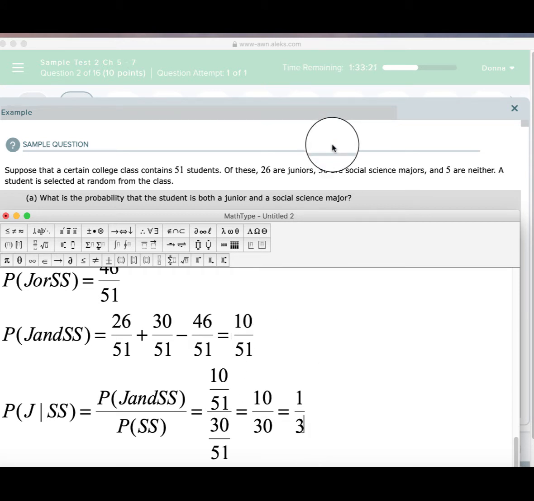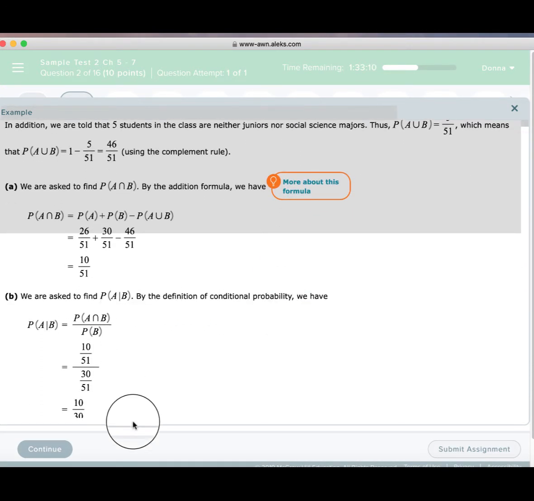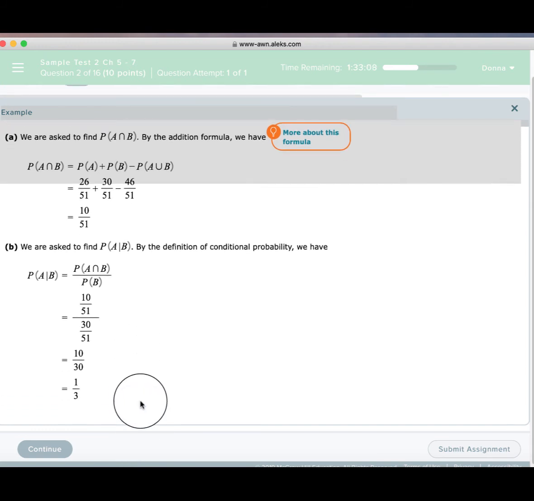So I hope this movie on number 2, which is on conditional probability, was helpful for you. And I think we do have the little answers there. Yep, 10 out of 51 and then 10 out of 30, which they do reduce.